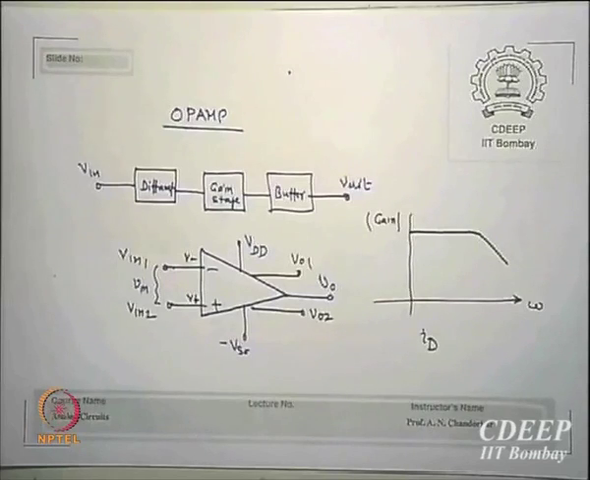This is the advantage of an op-amp over a normal single ended amplifier, and therefore we want to know exactly what goes in and how this is possible, and that is why we have started with the differential amplifier. Is that clear why we are so keen?